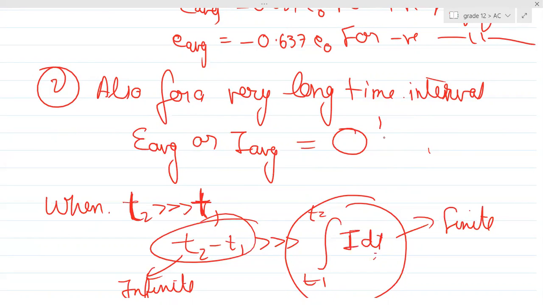Guys, is it clear? These two derivations are very important. We'll do some more derivations which are important from the school point of view, and then we'll see some questions, and then the main topics will start.